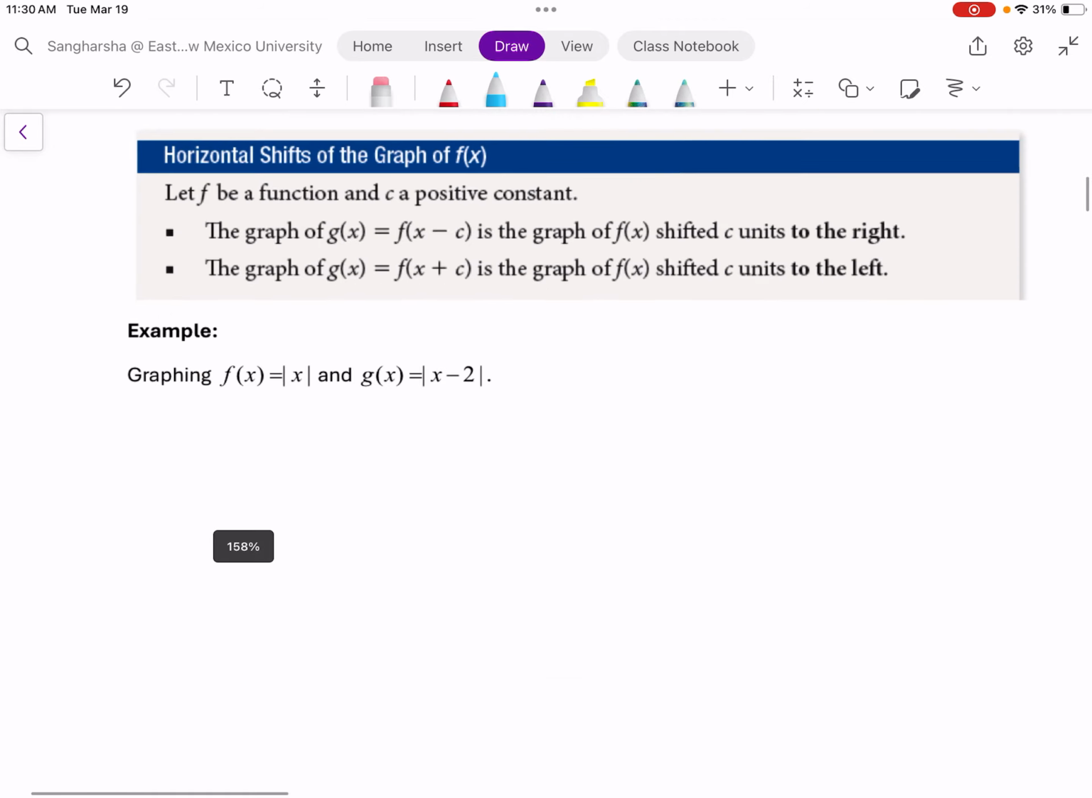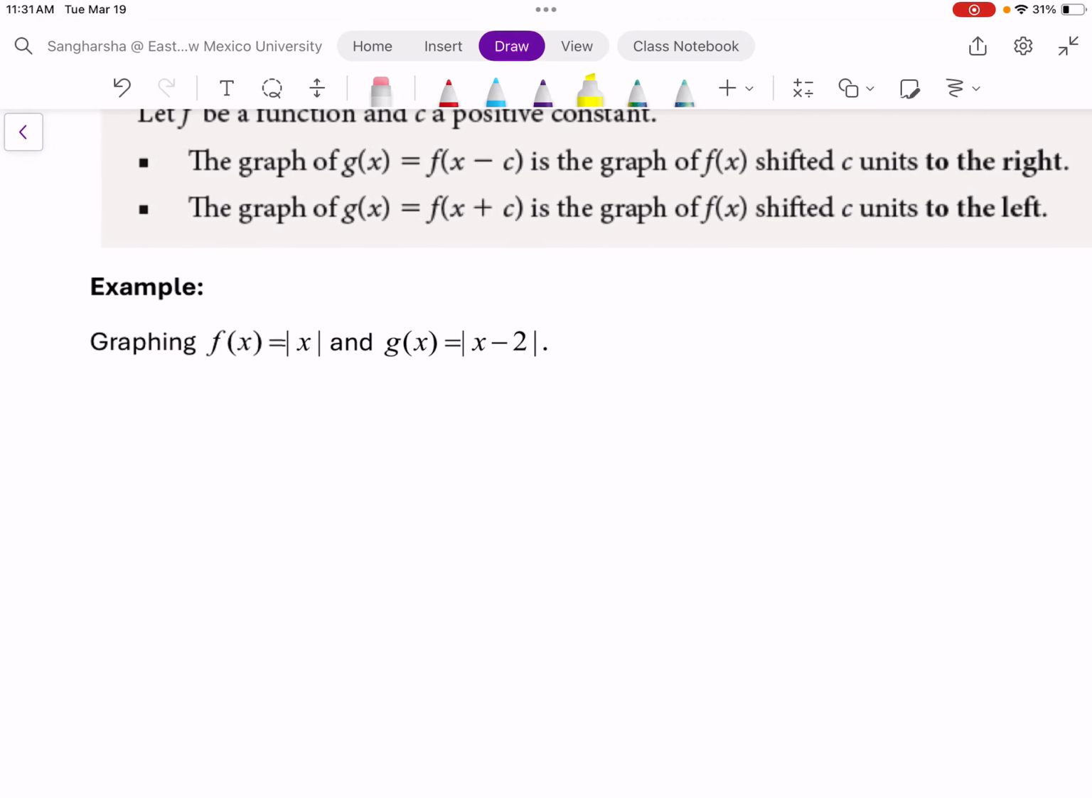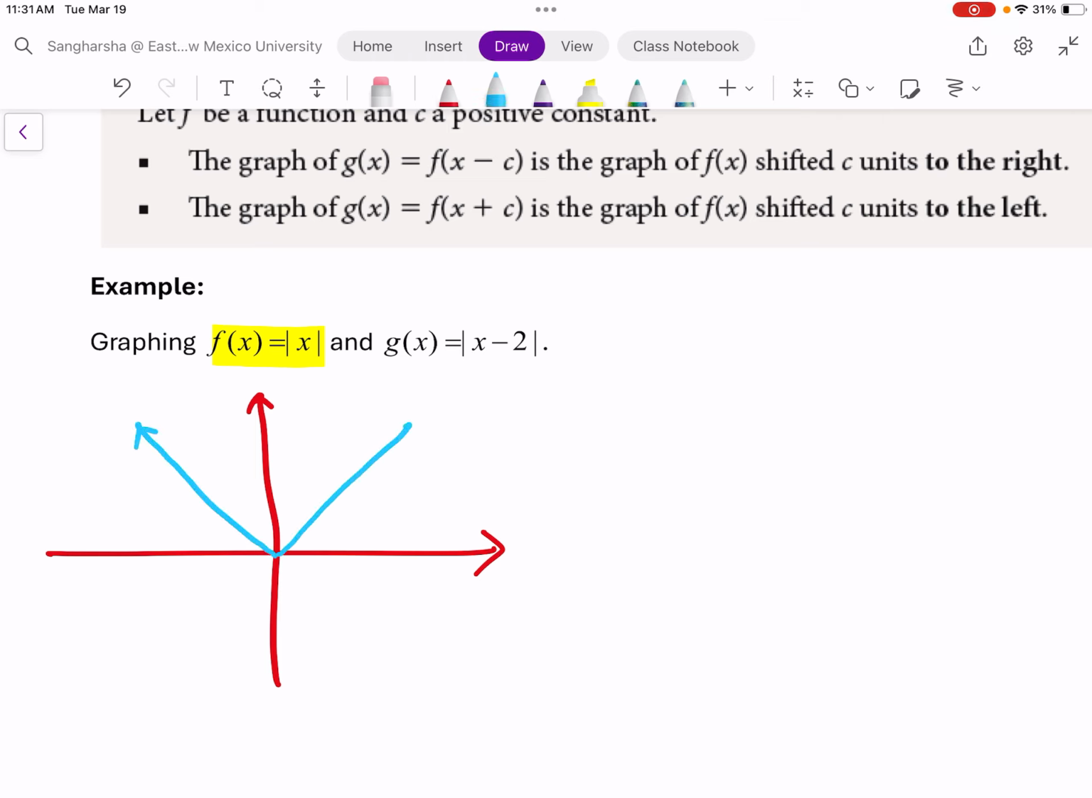Okay, now, so here we have this absolute value function. We know the graph of this function. The graph of this function looks like this, V shape. Now our target is graphing g of x with the help of f of x.